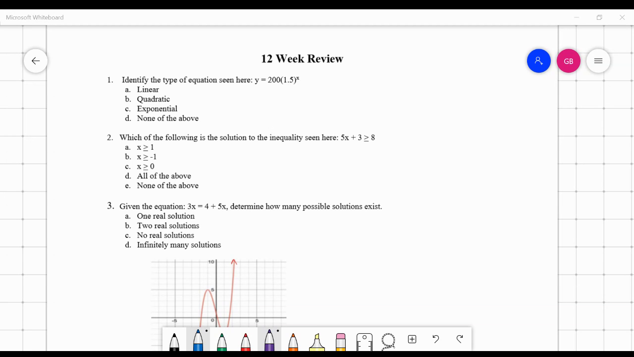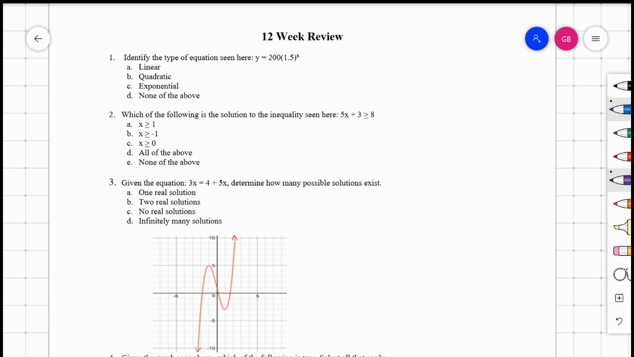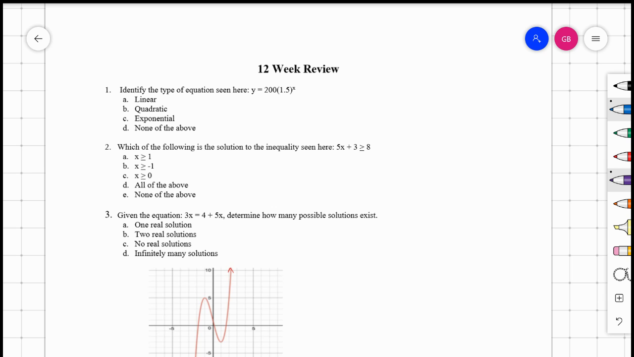All right, number one, identify the type of equation seen here. So y is equal to 200 times 1.5^x. Remember, if the exponent is a variable, then it's automatically an exponential function.